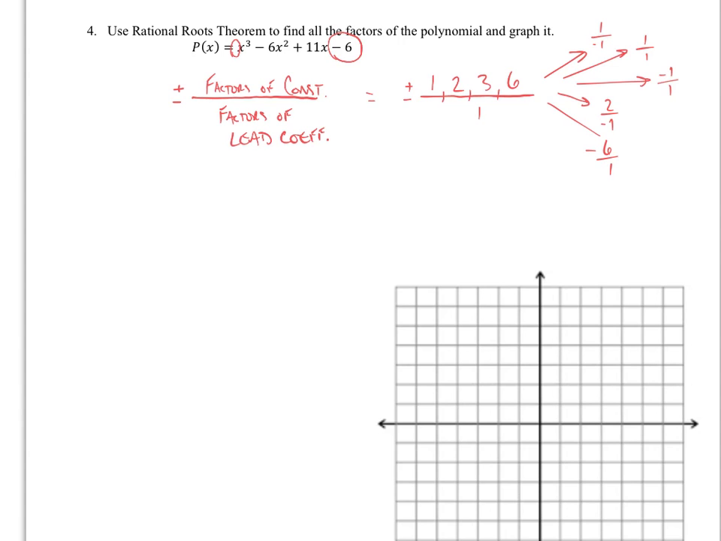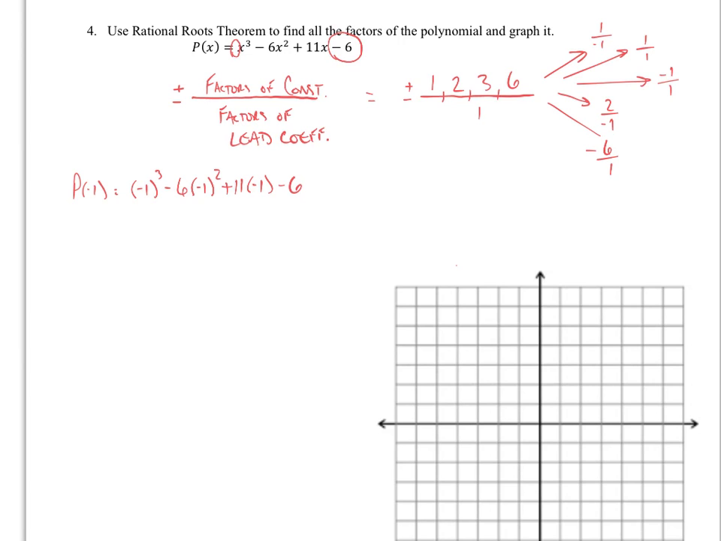A good start is usually to start with 1 or -1. Those are easy. So I'm going to start with -1 and see if it works. So I'm going to test p of -1. I'm just going to plug in -1: -1 cubed minus 6 times -1 squared plus 11 times -1 minus 6. If you've got a calculator, put p of x into y1 and then evaluate it just like you know how to do using y vars. Plug in a -1, test it out.